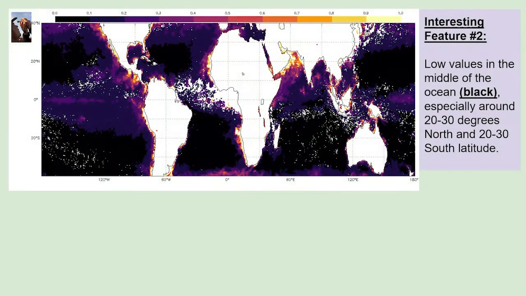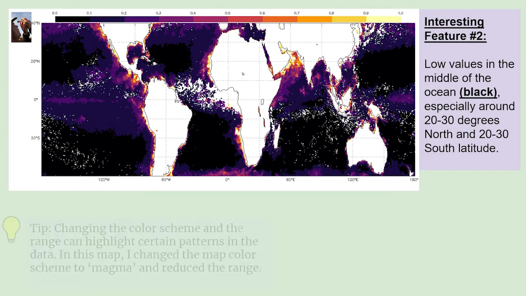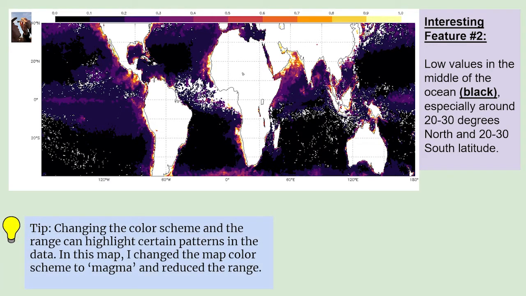The second interesting feature I see is across the subtropics, and that is that there are very low values in the middle of the ocean, especially around 20 to 30 degrees north and 20 to 30 degrees south latitude. Now here, to create this map, I changed the color scheme and the range of the data, and this can help highlight certain patterns in the data.